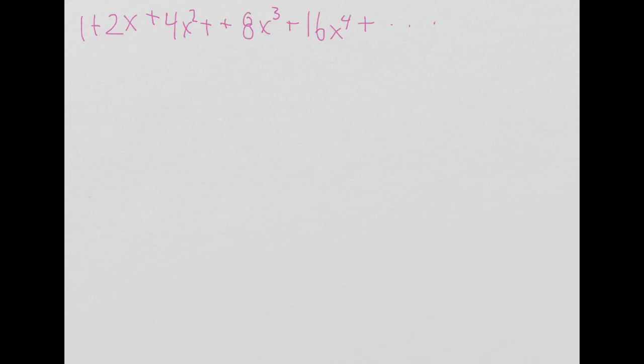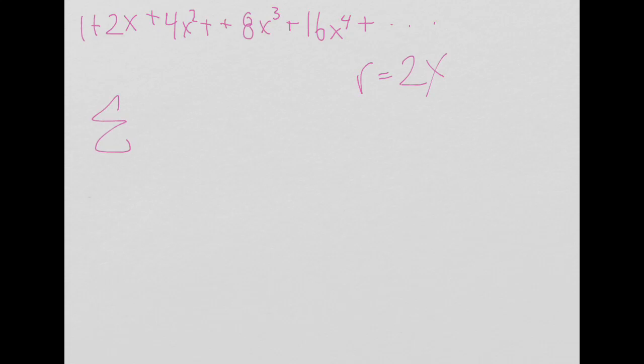But maybe it's geometric. So if it is, it's going to be easy to find the common ratio r because our first term is 1. So 1 times 2x is 2x. So that would be our ratio between our first two. 2x times 2x is 4x squared. 4x squared times 2x is 8x cubed. 8x cubed times 2x is 16x to the fourth. So our common ratio r is indeed 2x.